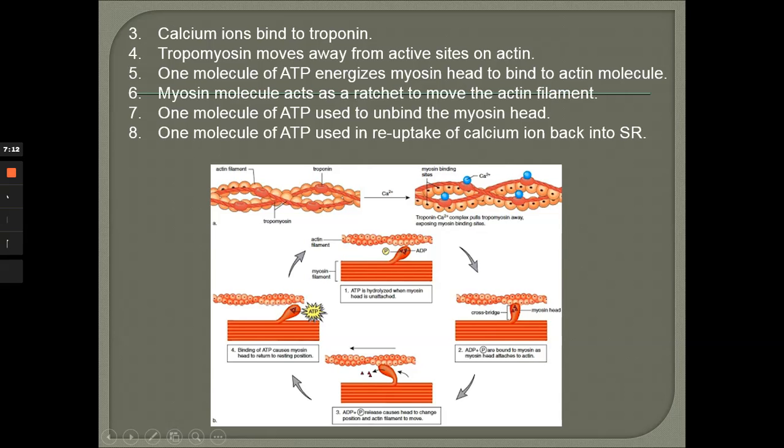So number 6, the myosin molecule acts as a ratchet to move the actin filament. Here we go. It's ratcheting. It's moving the entire filament. This stays put. Okay? The heads pop up and the heads move them. Now, one molecule of ATP is used to unbind the myosin. That's shown here. We're going to need an ATP molecule to come in and help it unbind. Okay, it's not going to unbind without the ATP.